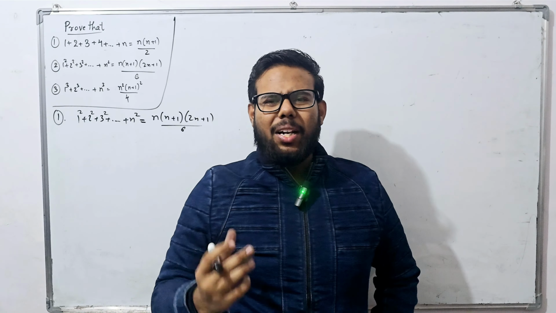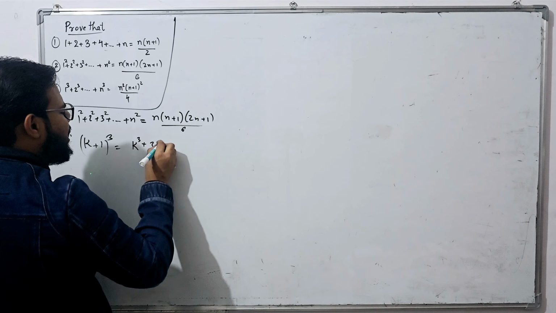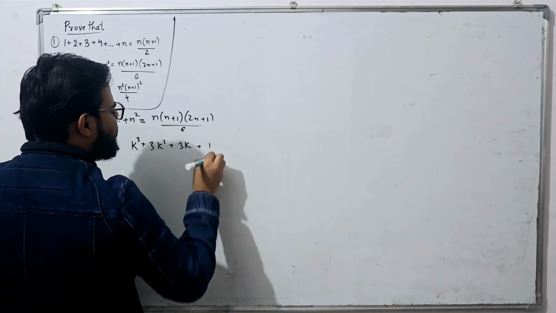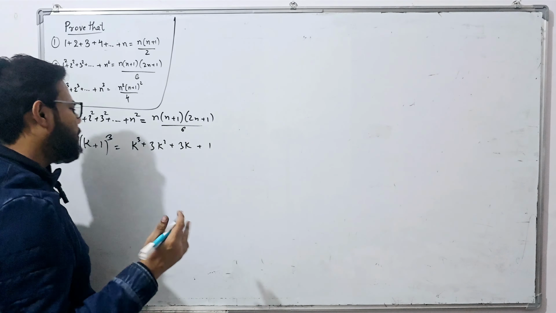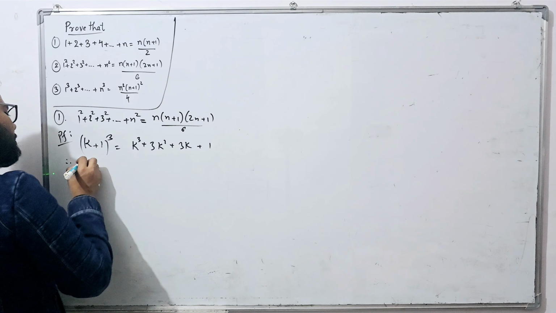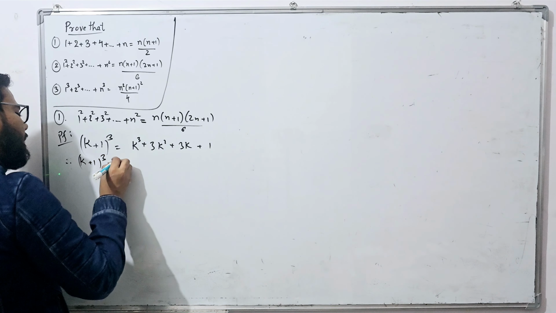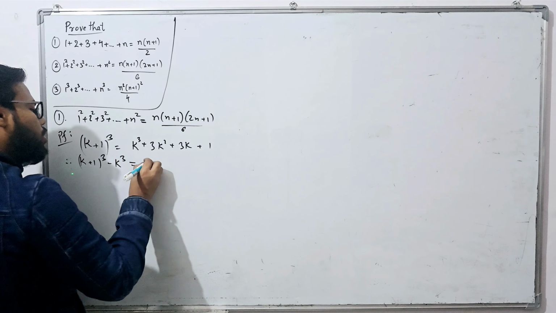Now let's derive the second expression and see how we will prove it. Likewise, as in the previous case where we assumed k plus 1 whole square, in this case we are going to assume the next degree power, k plus 1 whole cube. It is equal to k cube plus 3k square plus 3k plus 1, a plus b whole cube. So you get k plus 1 whole cube minus k cube is equal to 3k square plus 3k plus 1. Now you just substitute k is equal to 1, 2 and 3 and so on.